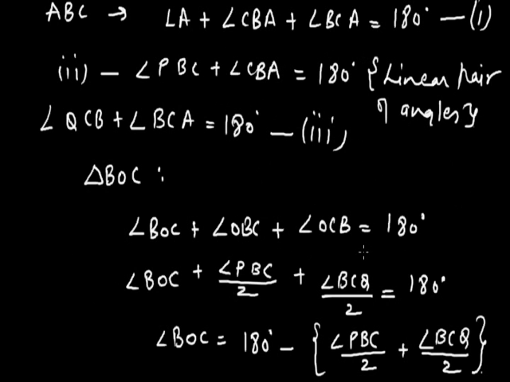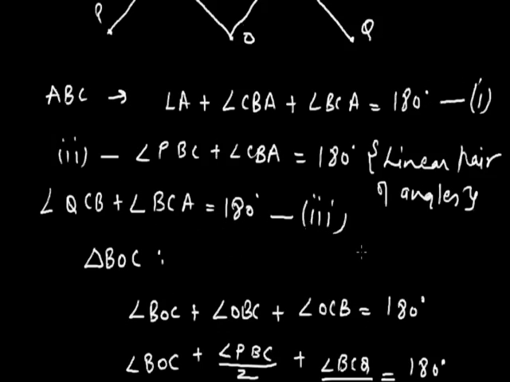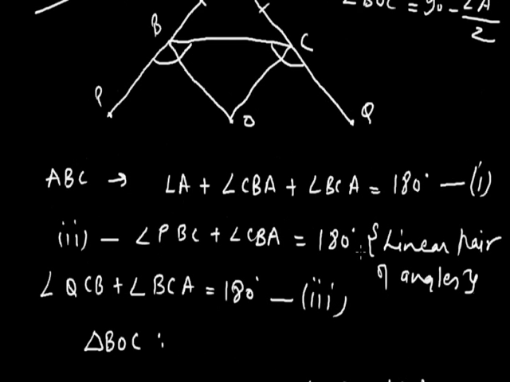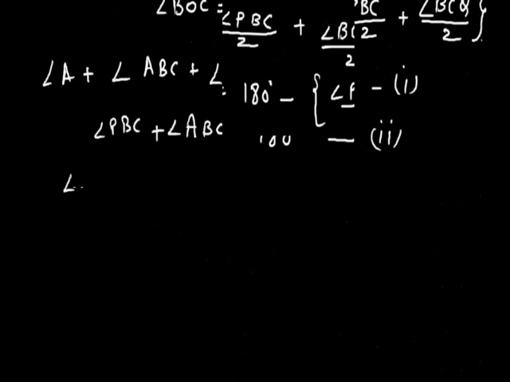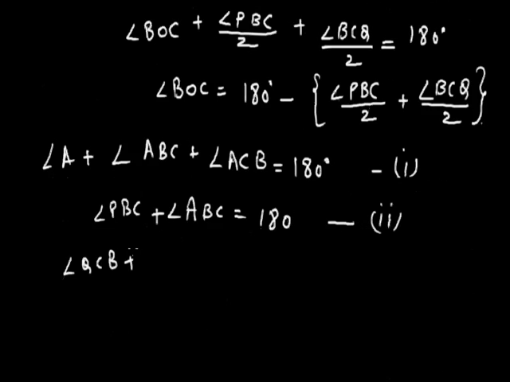And equation number 3 states that exterior angle C and interior angle C form a linear pair of angles. That's why their sum is 180 degrees. The angle QCB plus angle BCA is equal to 180 degrees.